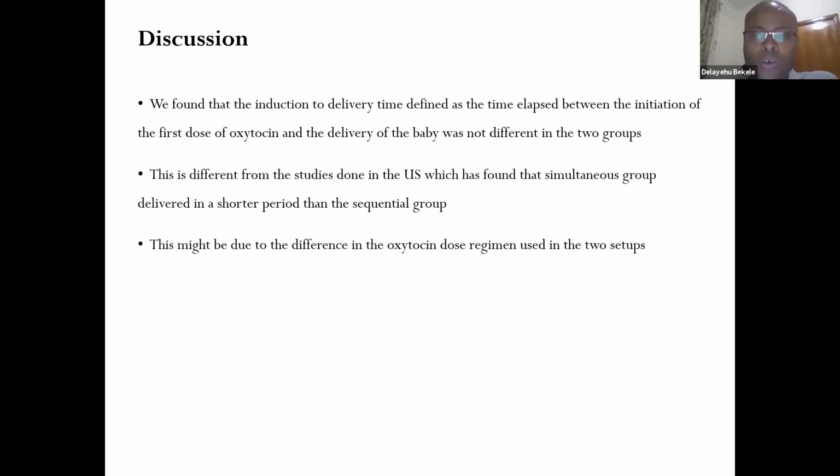And this might be due to the lower dose of oxytocin that we use in our setup, and a prolonged cervical ripening and placement of the Foley catheter might be needed to cause a shorter induction to delivery time, to show the difference in the induction to delivery time in our setup, because of the lower dose of oxytocin.